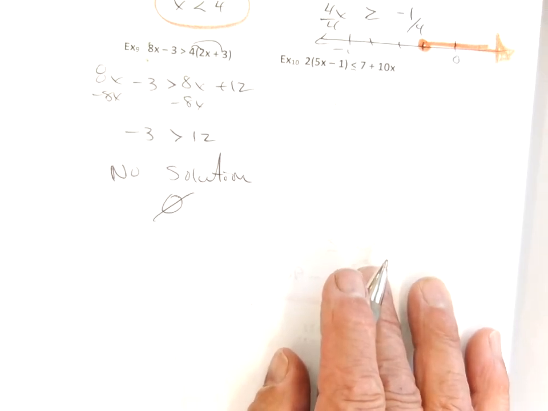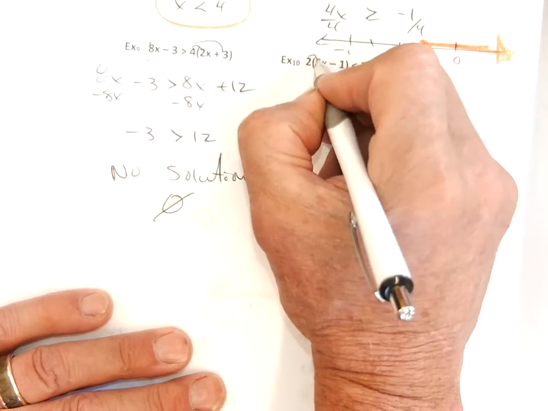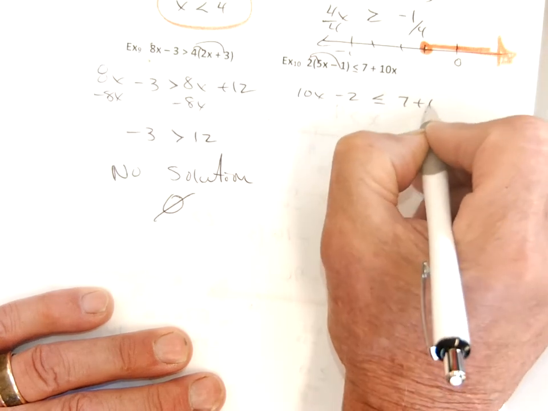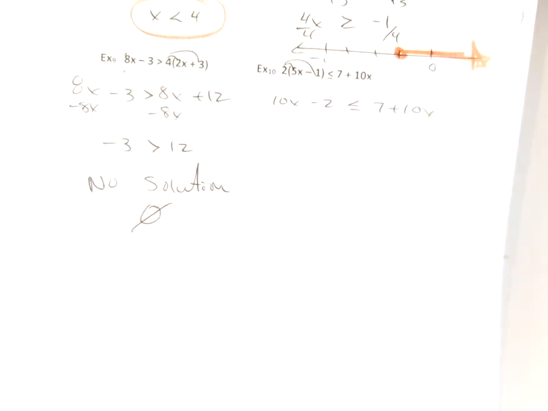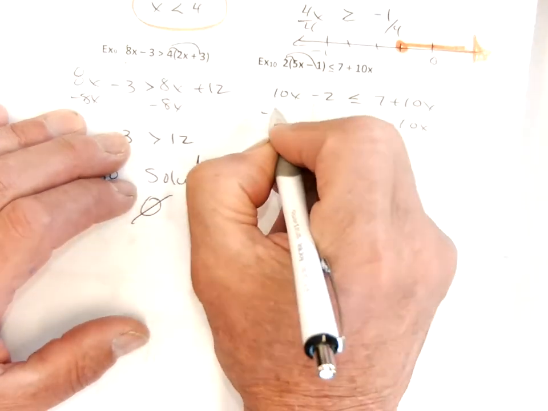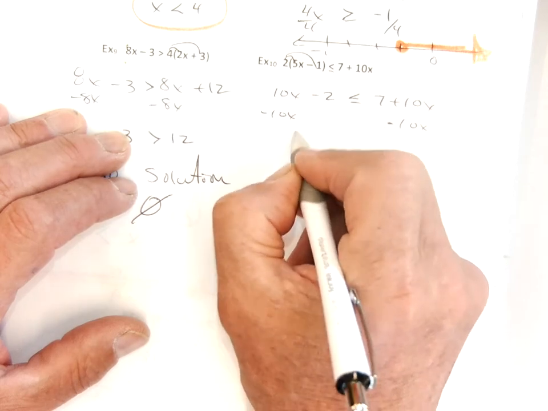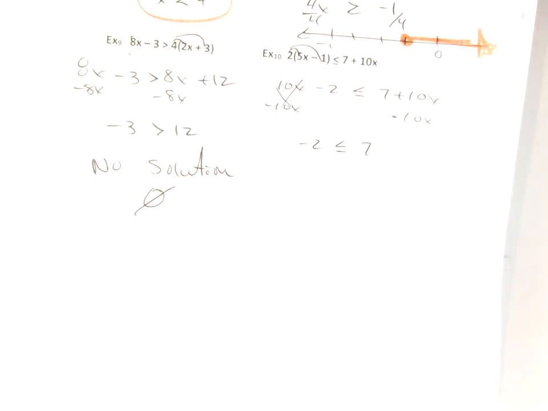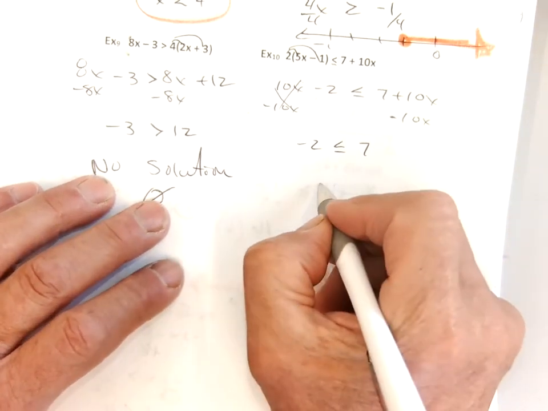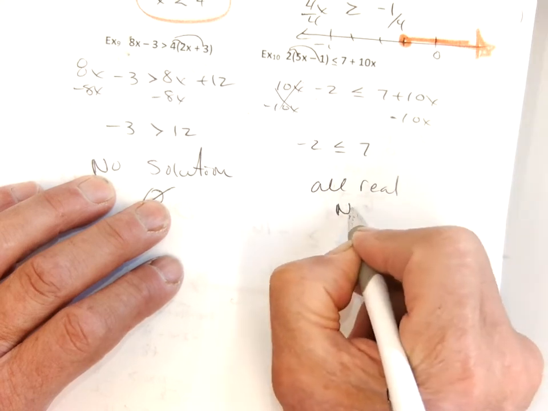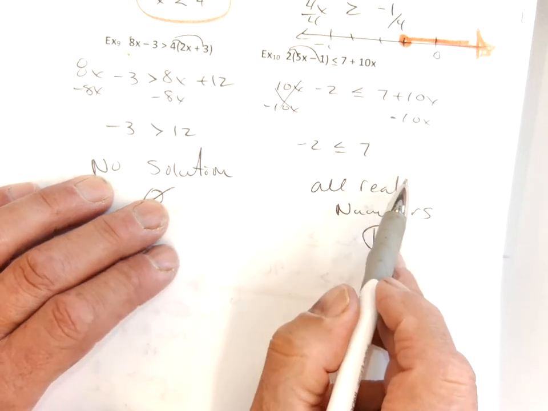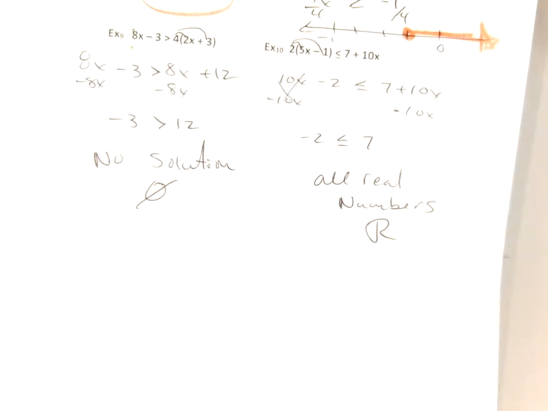Okay, maybe 10's the other. Let's see. Example 10. We'll distribute first. 10x minus 2 less than or equal to 7 plus 10x, right? Yep, minus 10x minus 10x. We have negative 2 is less than or equal to 7. Mars, what's the answer? Infinite solution, or all real numbers. And I like this cursive R because negative 2 will always be less than 7, right? Okay, what do you think? Thumbs up?